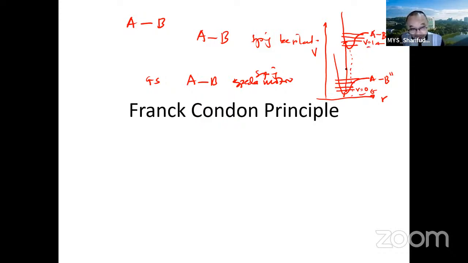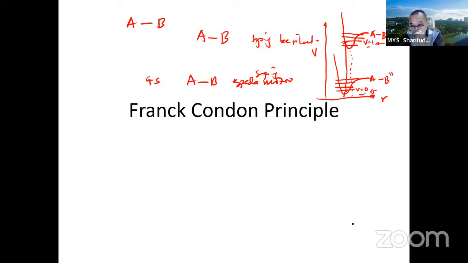Now this transition will be manifested in the spectrum. You will see differences in the spectrum, which give you some information. If the spectrum looks like this, the AB double prime and AB prime curves are the same, or it moves to the left, or it moves to the right. Just from how the spectrum is manifested. So basically, that constitutes the Frank-Condon principle.